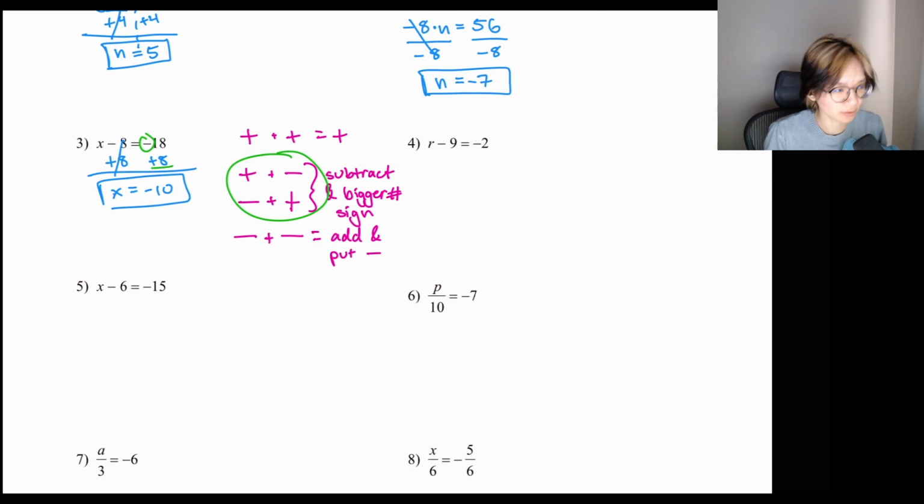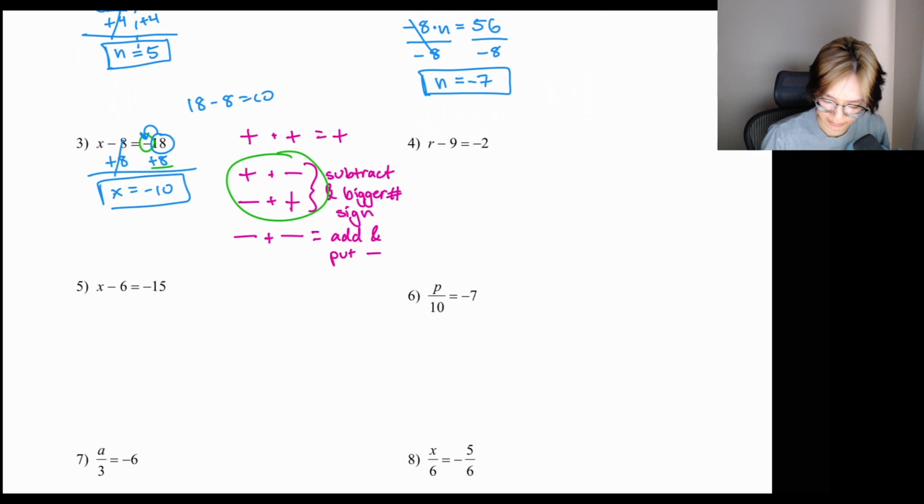So we're going to subtract the numbers like normal, and then the bigger number takes the sign. We have 18 minus 8, which is 10. Which one's bigger? 18. Is it negative? Yes, so it's negative 10. If you just want to remember real quick how to do those.